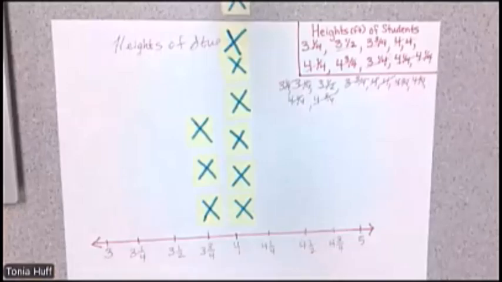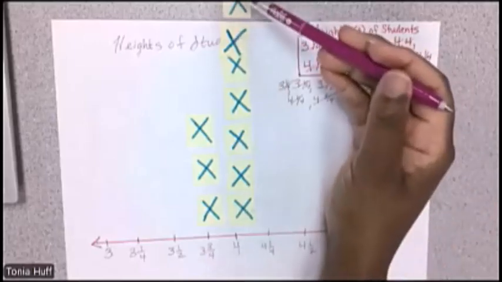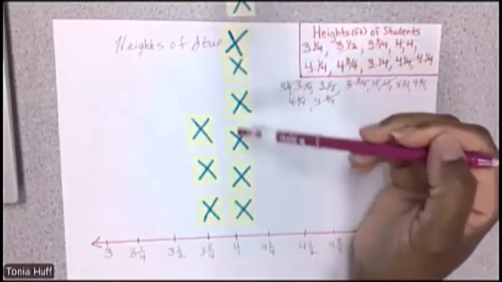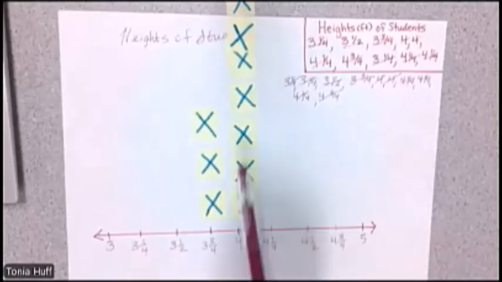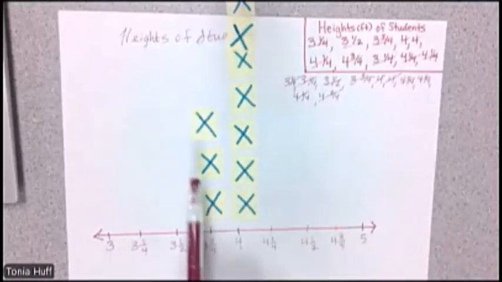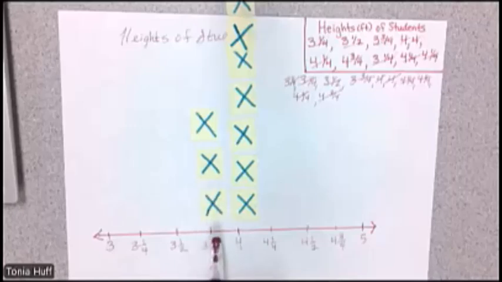So looking at my data, I can see that most of my X's, which means most of the students, are going to be about 4 feet. And then there are a few students who are at 3 3/4 feet. So most of my data is going to lie between 3 3/4 and 4 feet.